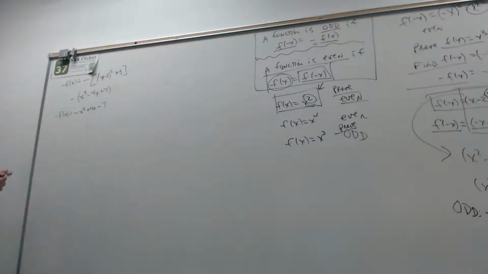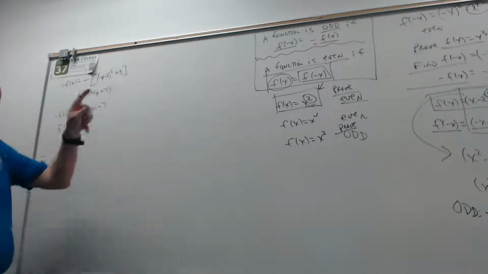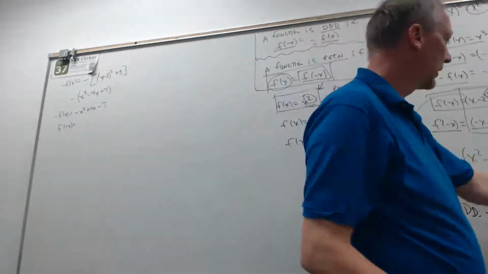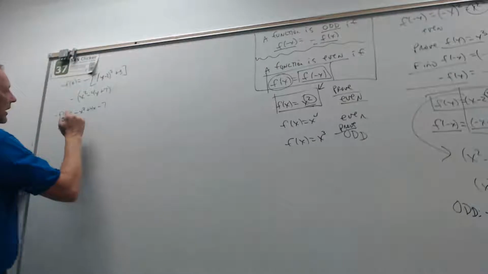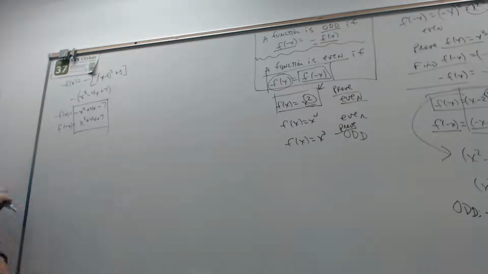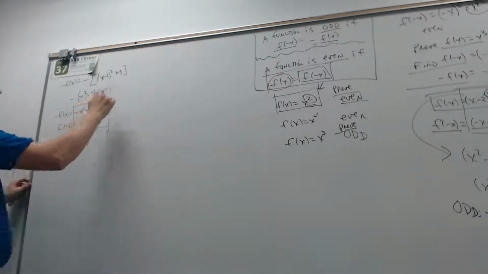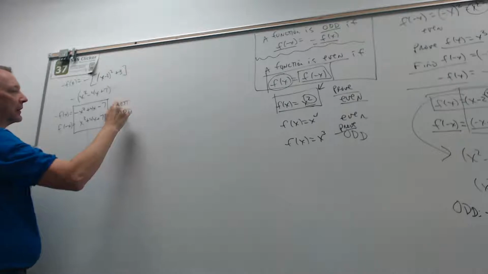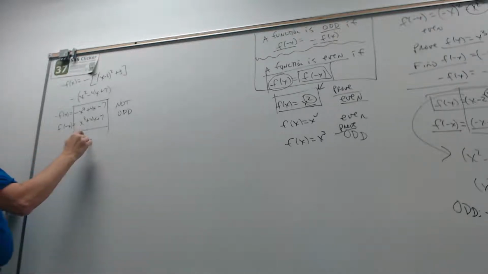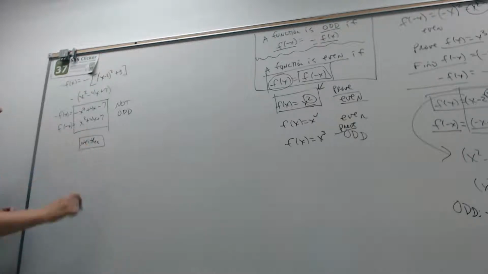Now, in order for this to be odd, that has to equal f of minus x. Okay, now from over here, we had f of minus x was this one right here: x squared plus 4x plus 7. Are those the same? So therefore, it's not odd. Okay? If it's not odd and it's not even, it is neither. Can it be both? No.